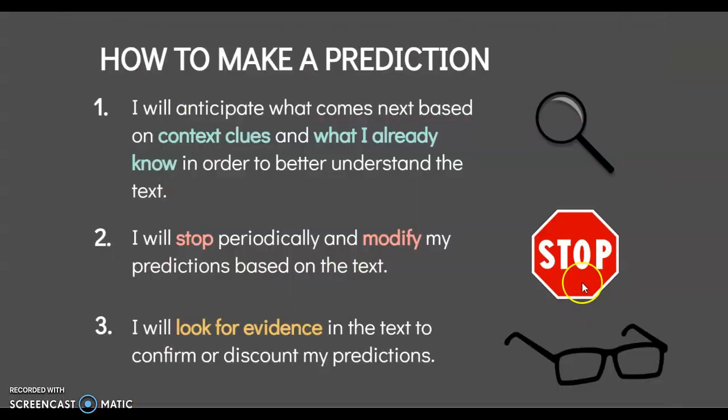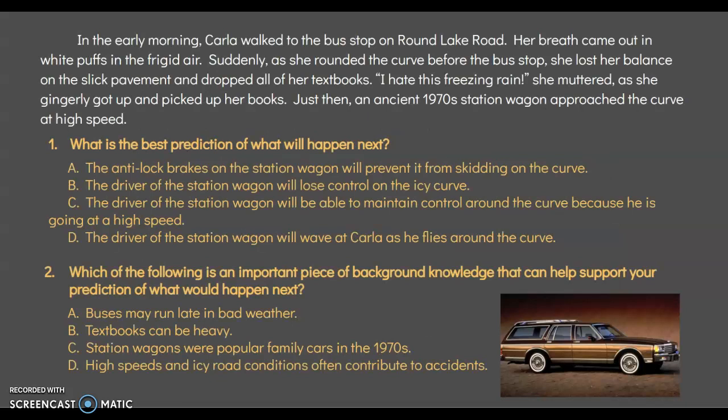So to make a prediction, we want to look for clues in the text, clues in what we're reading, and combine that information with what we already know in order to better understand the text, okay? Like I said before, we want to stop and change our predictions, right? If we find out more information that goes against what we thought would happen, we can revise our predictions, right? We don't have to stick to them the whole time. And we're going to be looking for evidence in the text to confirm your predictions.